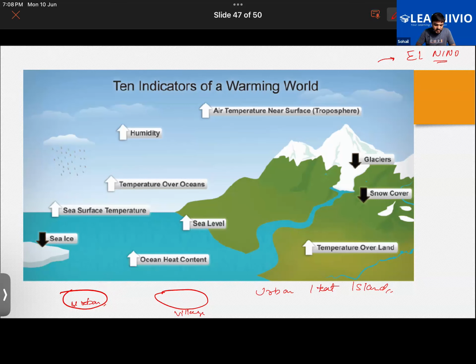Even moments ago we were talking about indicators of a warming world: the air temperature is increasing, the temperature over the ocean is increasing, sea surface temperature is also increasing, and sea level is rising due to the melting polar ice caps. Temperature over the land is also increasing. Snow cover and glacier cover is decreasing. Yeah, Chakrika, so if the urban areas weren't made up of so much concrete and cement, then even the urban areas would have been much colder, like the villages.